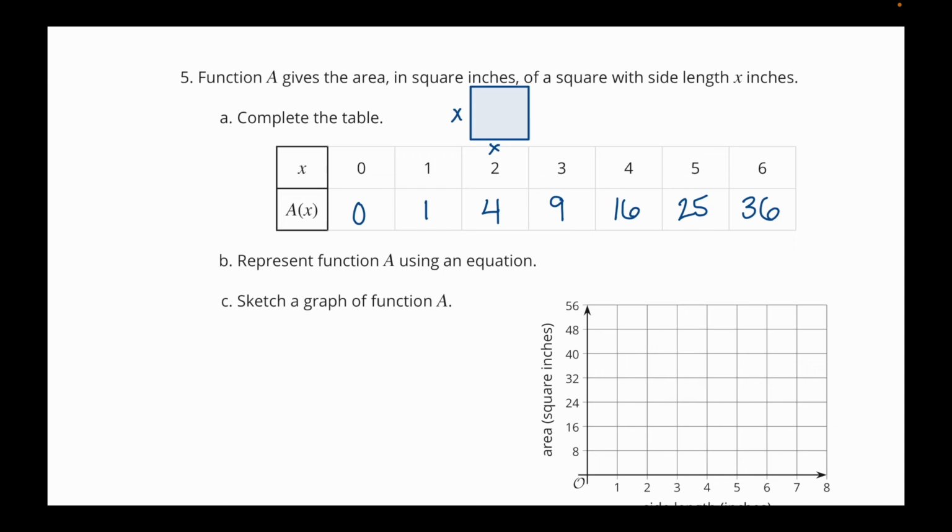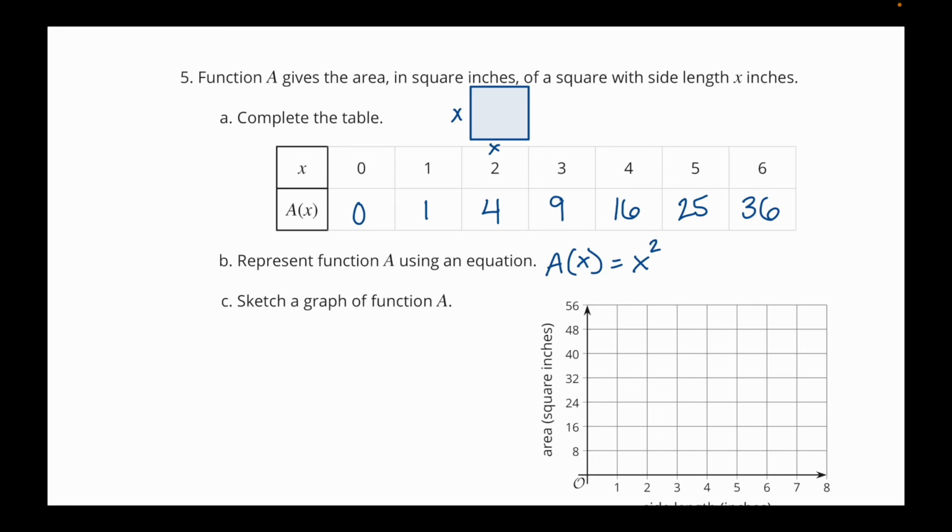Now we want to represent it using an equation. That's just identifying what we were doing in order to find each of these things. So I'm going to say that the function value is the side length of x and then squared, which is the same thing as saying x times x, which I mentioned at the very beginning of this problem.